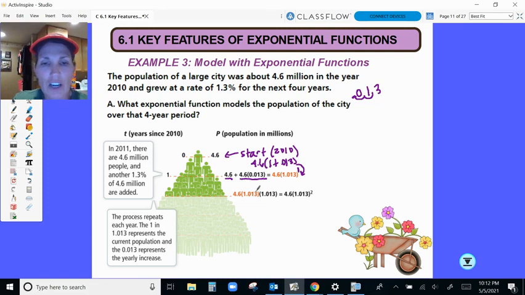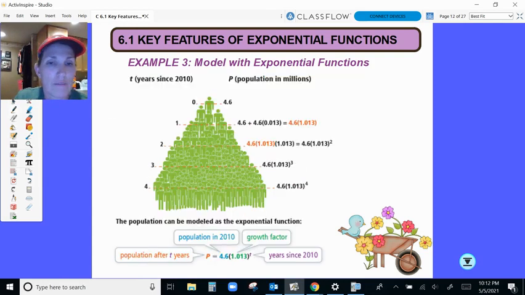Now in the next year, I'm going to take this value and multiply it by my rate again, 1.013, because it's growing by 1.3%. So I take my final value at the end of the previous year and multiply it by the percentage again. That's going to give me 4.6 times 1.013 to the second power. And I'm going to keep on multiplying by that percentage. So the next year it's going to be 4.6 times 1.013 squared, multiplied by 1.013 again, making it a cube. You can see that the exponent is the number of years that have gone by. This is how you write an equation.